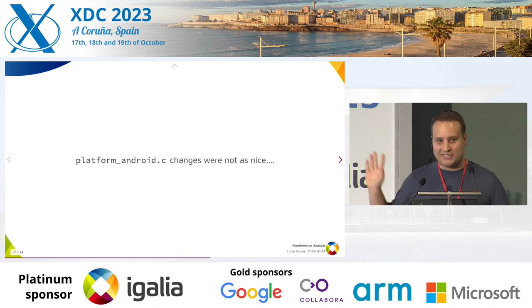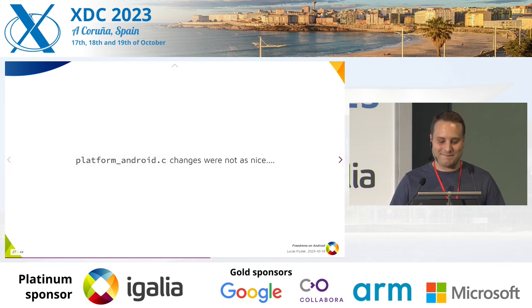Now, those were nice changes. They were easy to make for the most part. The platform Android changes were not as nice in EGL. This was a bit of a mess to deal with, and I'm going to talk a little bit about some of the not nice stuff about working on this project and some of the big problem areas that still exist within there today.